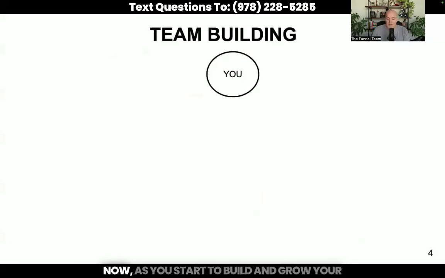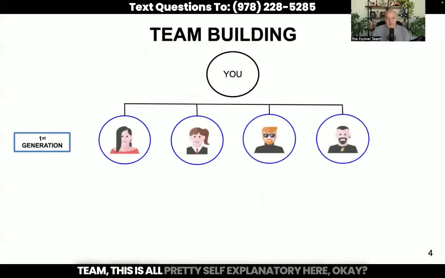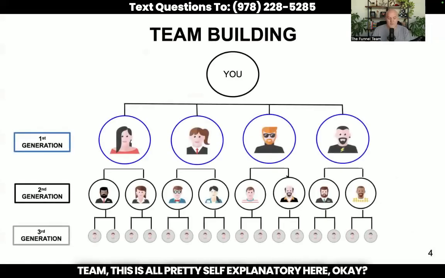Now, as you start to build and grow your team, this is all pretty self-explanatory here, okay? Your first generation is the people that you sponsor. And this is going to come into play in the next series of slides. So pay close attention here. Your first generation, those are the people that you personally sponsor, okay? Pretty simple. The people that they sponsor are your second generation, and then your third generation, and so forth. And this can cascade down through infinity, and that is the power of the myEcon compensation plan. It can literally pay you down to infinity. There is absolutely zero cap on your income.